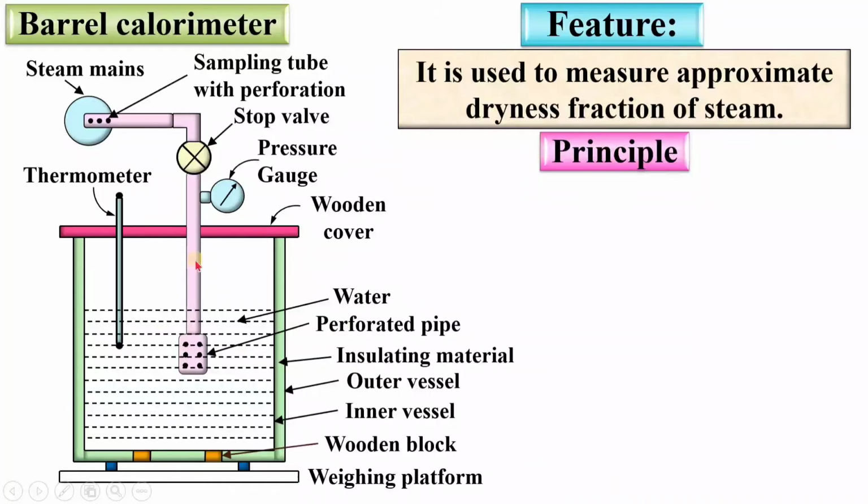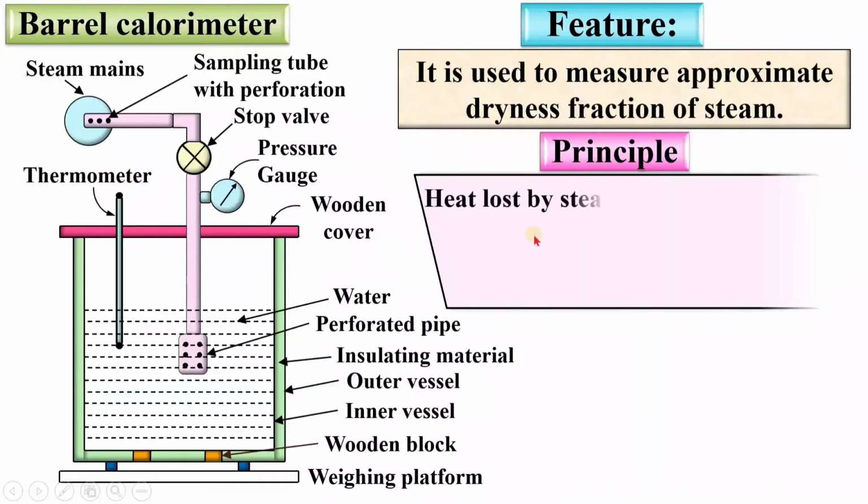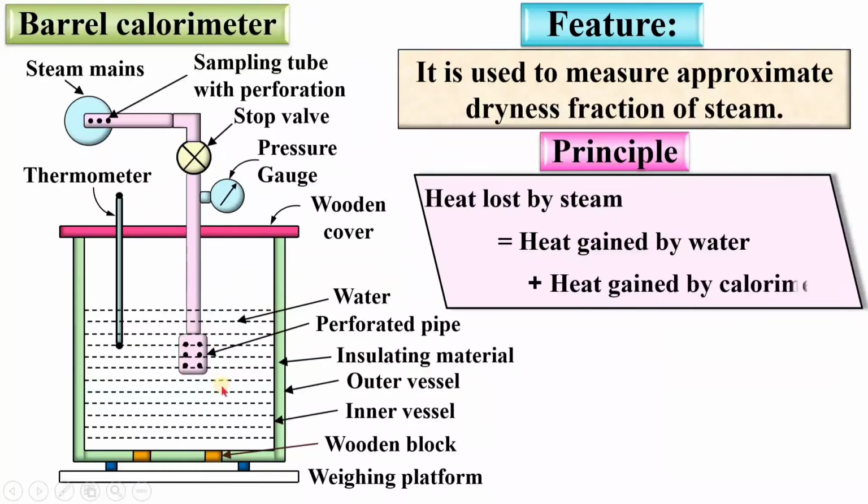Now the principle of the barrel calorimeter. Heat lost by steam is exactly equal to the heat gained by the water plus heat gained by the calorimeter. So this is the principle. Based on that, you can measure the dryness fraction of the steam.